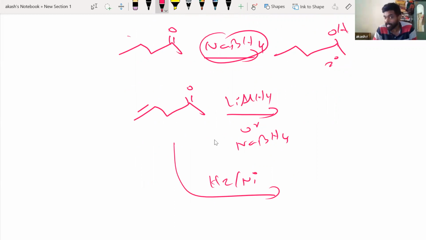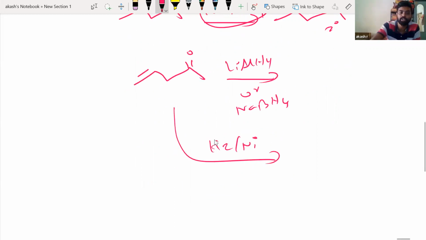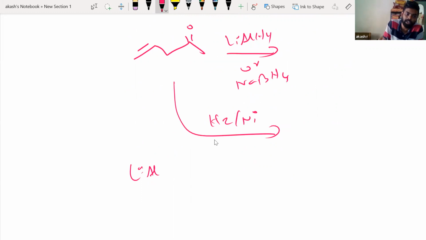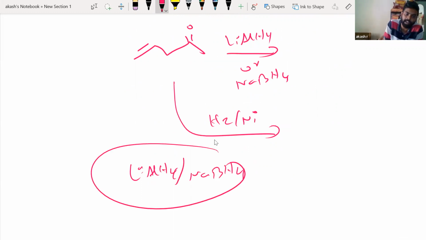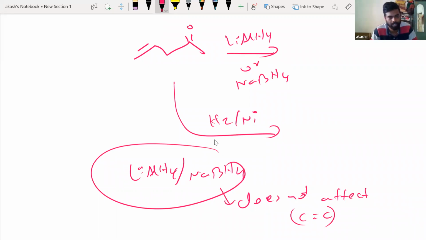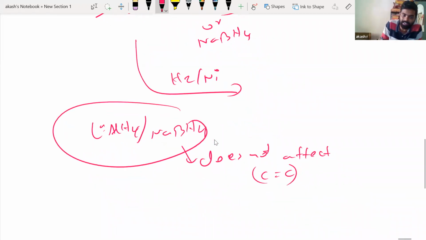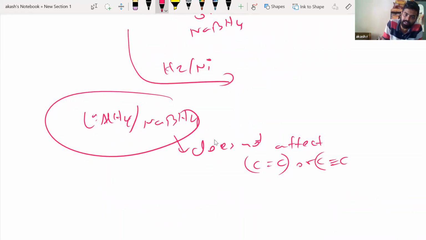Now the speciality of LiAlH4 and NaBH4 is that they do not affect C double bond Cs or C triple bond Cs for that matter. Whenever you have these C double bond C or C triple bond C, these are what are called olefinic bonds.